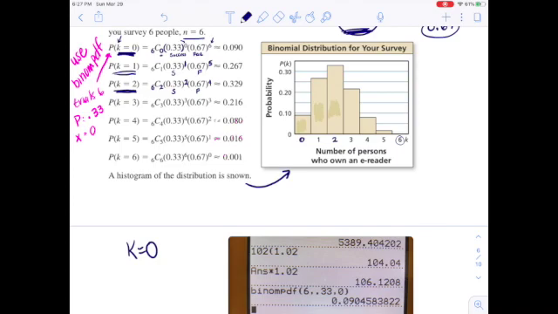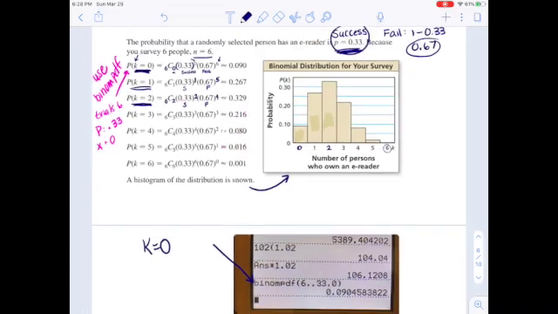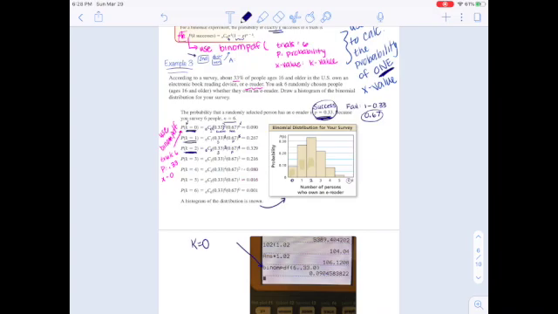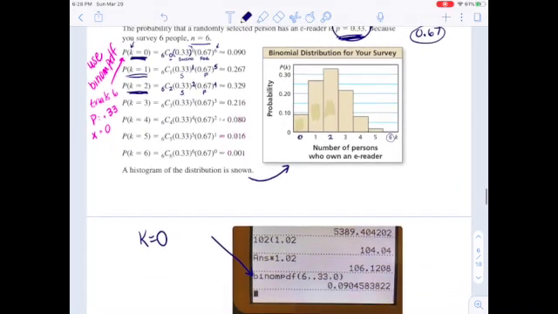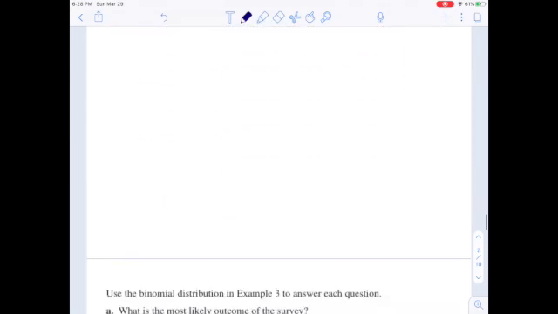So for your k equals 0, if you were to do that math in your calculator, I pasted that down right here. You would have binomial PDF, 6 is your trials, 0.33 is the probability, and your x value, which is really our k value here, would be 0, and you'll see this probability of 0.09 right here. Okay, so you could use binomial PDF to calculate each one of these.